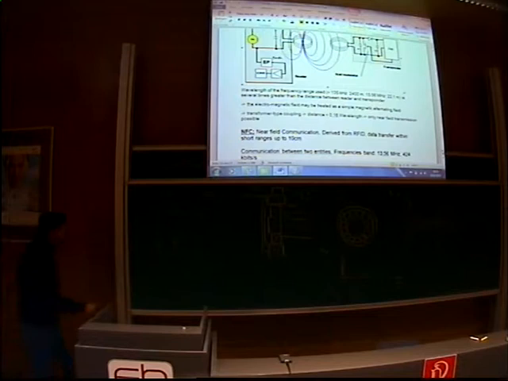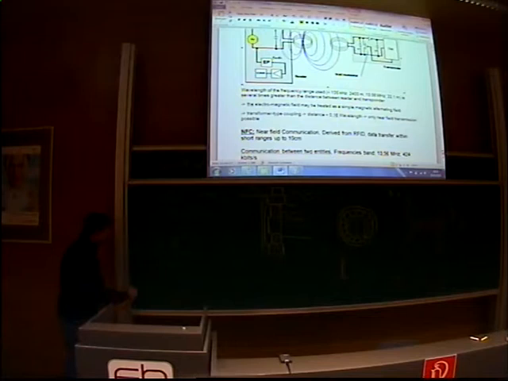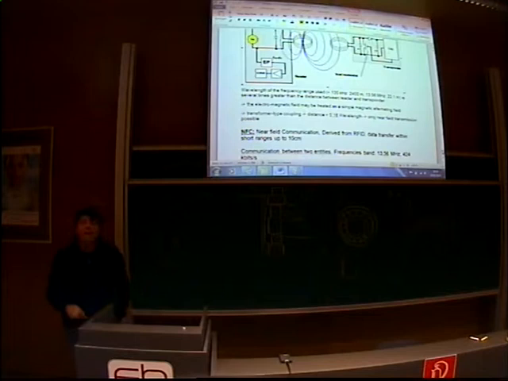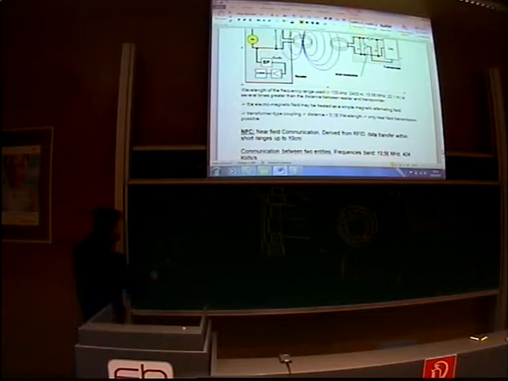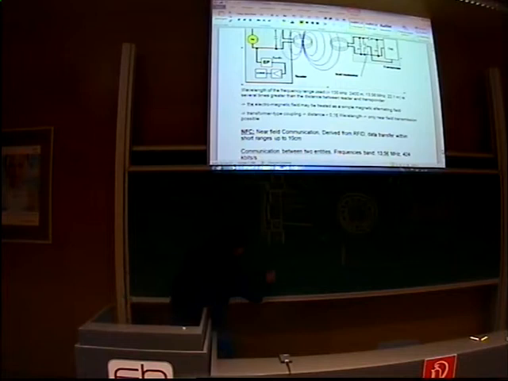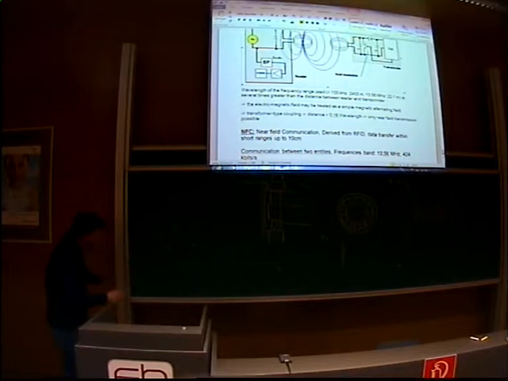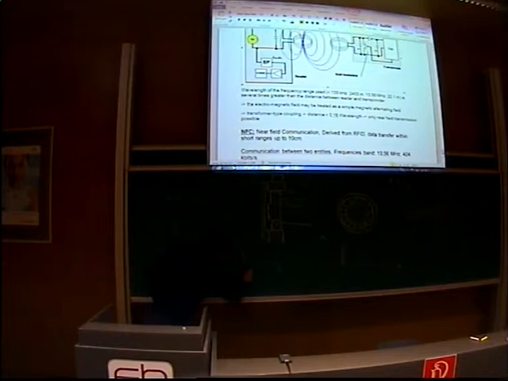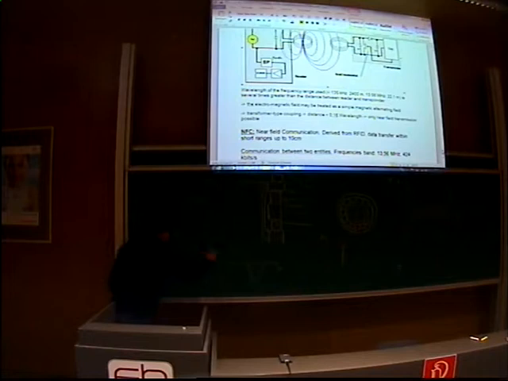And this distance here, the maximum distance, let me say D, depends mainly on the frequency we use. So we want to be in a near field. And when we consider the propagation of an electromagnetic wave, the electromagnetic wave propagates with a certain wavelength L. And this wavelength depends on the propagation speed C.